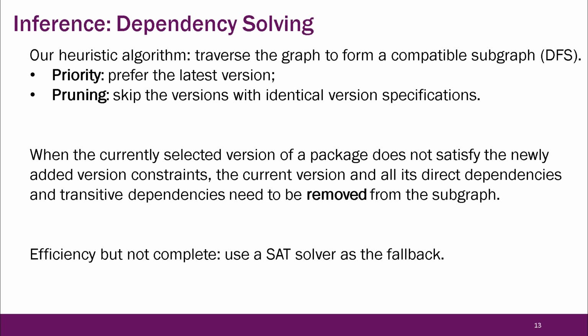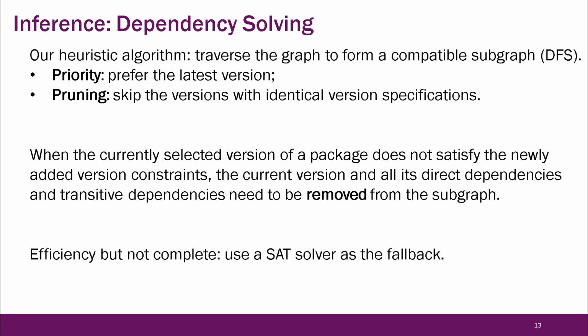Another is pruning. If one version of a package is incompatible, we skip the other versions with identical dependency requirements because they would cause the same conflicts. When the currently selected version of a package does not satisfy the newly added version constraints, the current version and all its dependencies need to be removed from the subgraph.